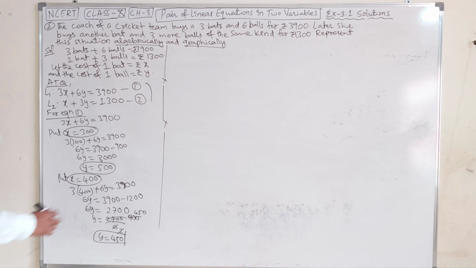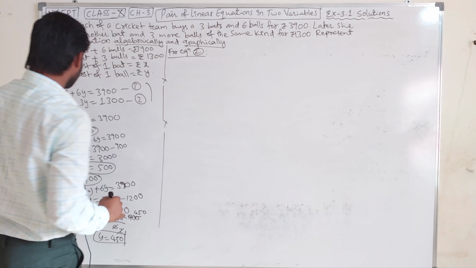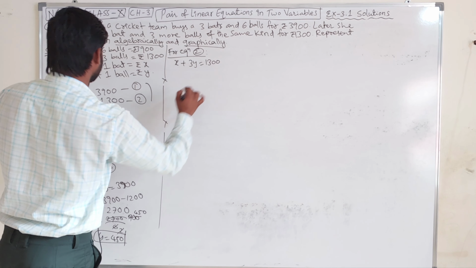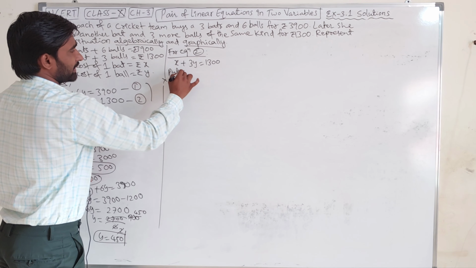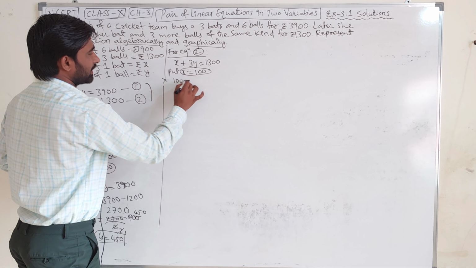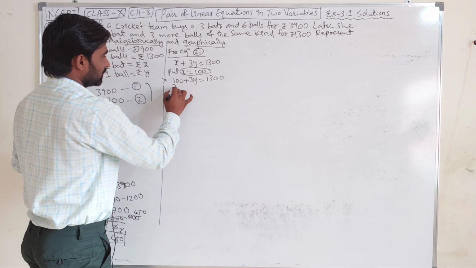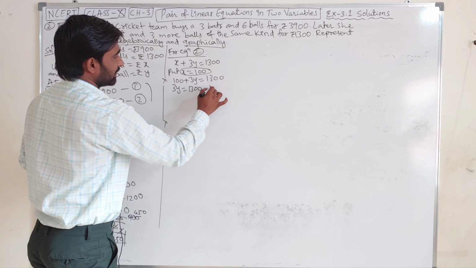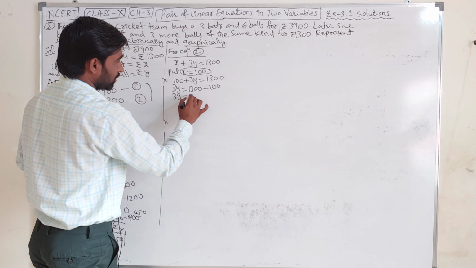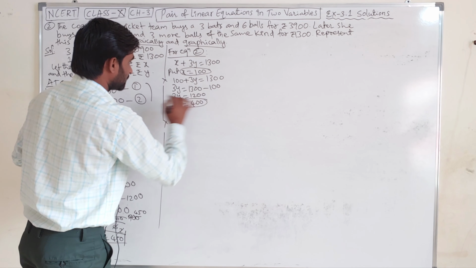Now for equation 2, that is x plus 3y equal to 1300. First put x equal to 100. So 100 plus 3y equal to 1300. Plus 100 goes to the other side, so minus. So 3y equals 1300 minus 100, so 3y equals 1200. So y we will get here is 400.